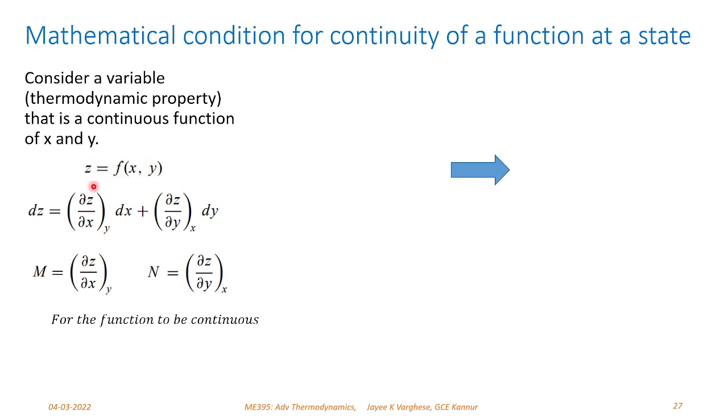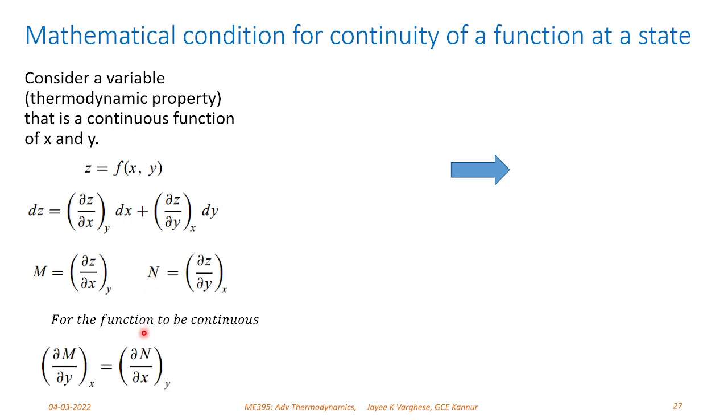Now the exact differential dz can be written as ∂z/∂x at constant y into dx, plus ∂z/∂y at constant x into dy. So these are partial derivatives multiplied with the corresponding changes. Let's take ∂z/∂x at constant y and call this function M, and ∂z/∂y at constant x, let's call this N.